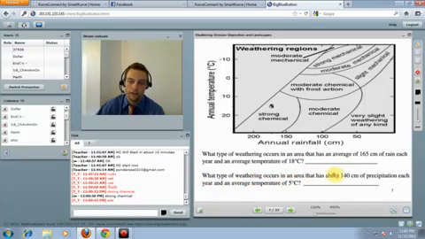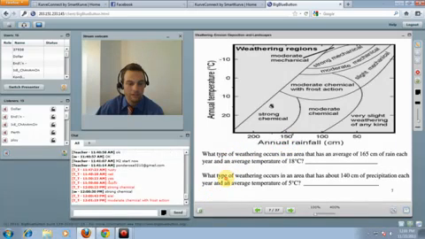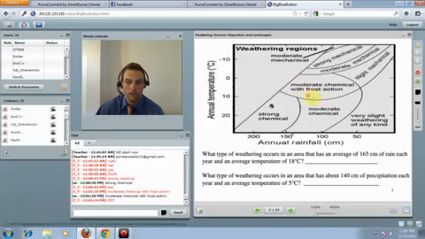What type of weathering occurs in an area that has about 140 centimeters of precipitation? This is rain, by the way, if you didn't know. Each year and an average temperature of 5. So, what do we got? Temperature, 5, and rainfall, 140. What we got? Yes, perfect. Moderate chemical with frost action.